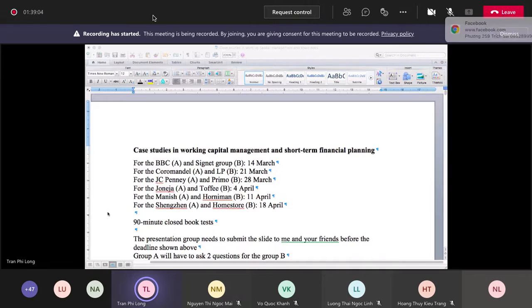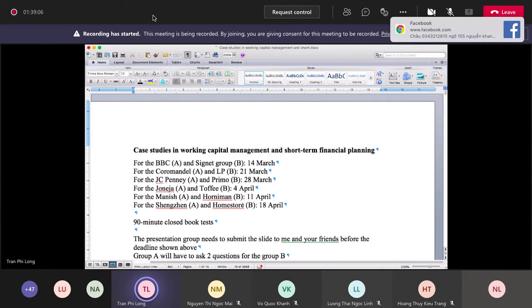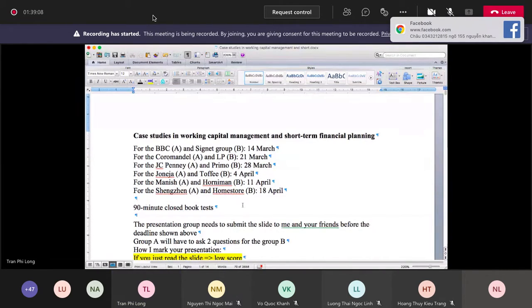Okay, any questions? Okay, so let me ask a student. Teacher, can we bring a cheat sheet for the midterm test?